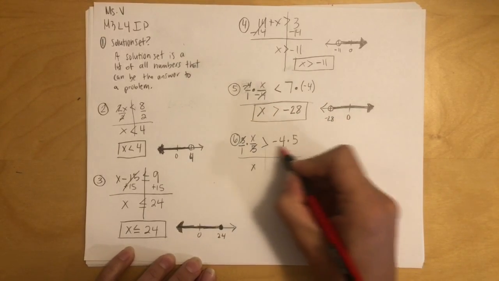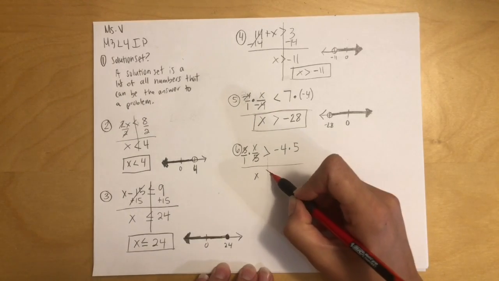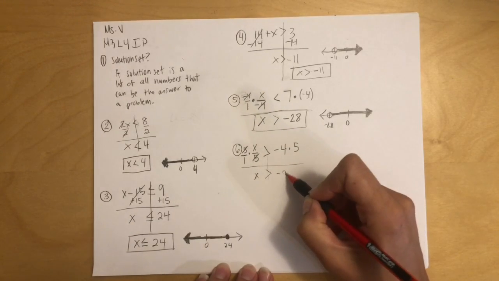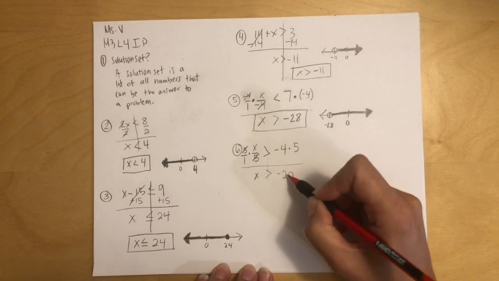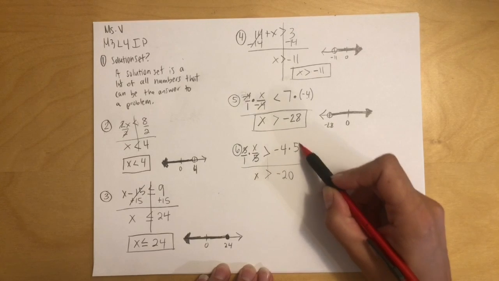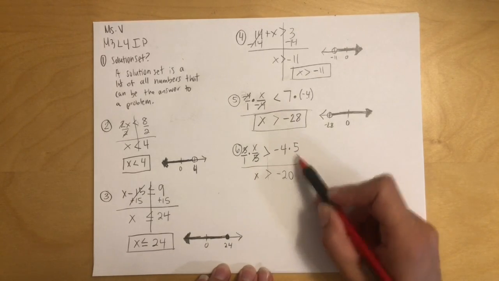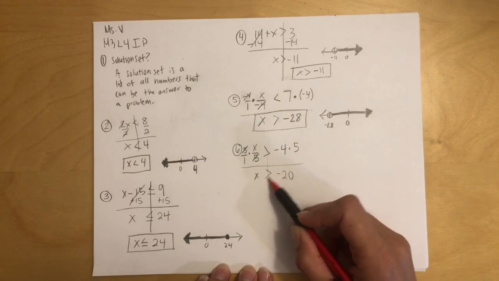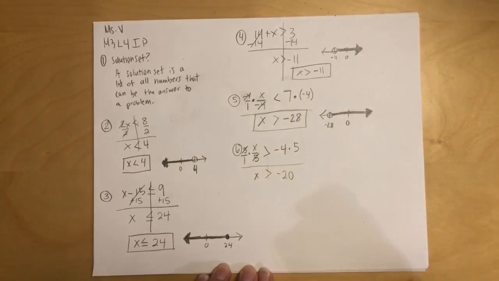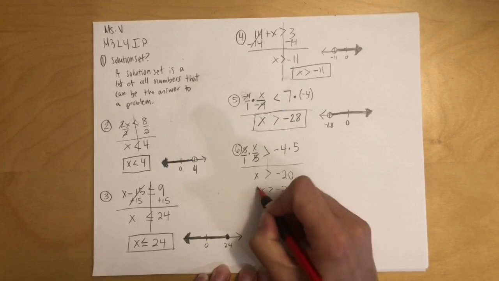And I did not multiply or divide by a negative. I multiplied by a positive, so this stays the same, and I'm going to have negative 20. Negative 4 times 5 is negative 20. Notice I multiplied by a positive 5, though. So the thing I multiplied to both sides was positive, so this sign stays the same direction. Okay, so x is greater than negative 20.